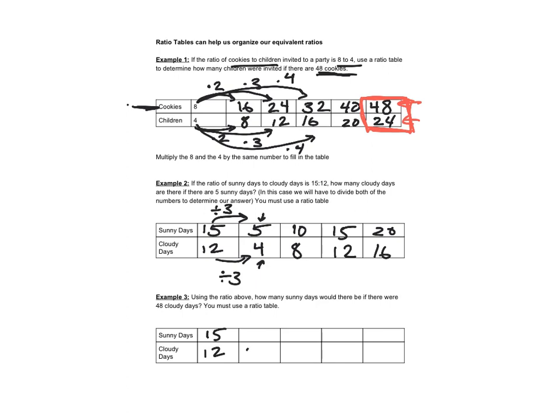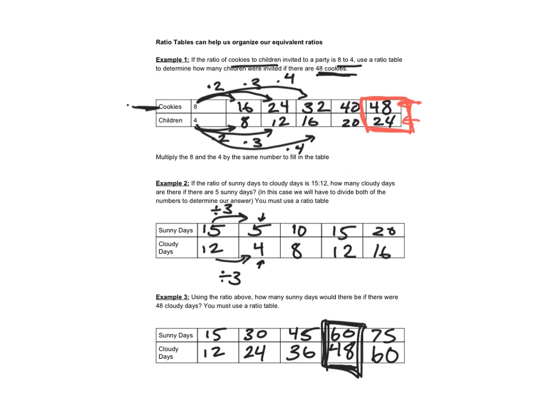So let's do 12, 24, 36, 48. I could keep going to 60, but I don't need to because I got to that 48. Then I skip count by 15: 15, 30, 45, 60, 75. We're looking for 48 cloudy days. That's right here, and the number associated with the 48 is 60. So when there are 48 cloudy days, there are 60 sunny days.